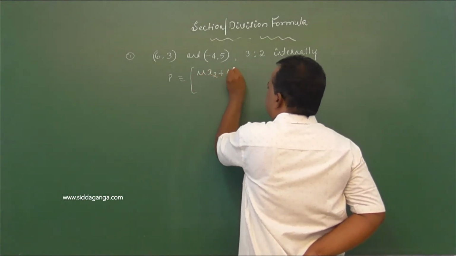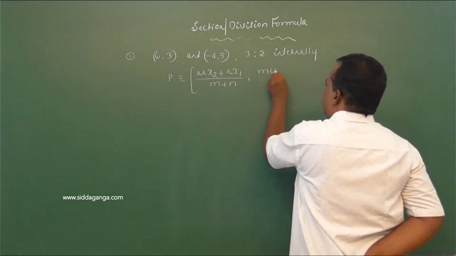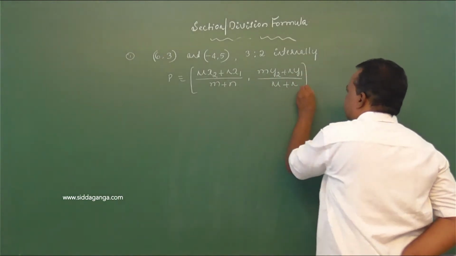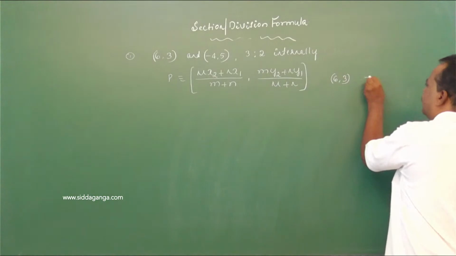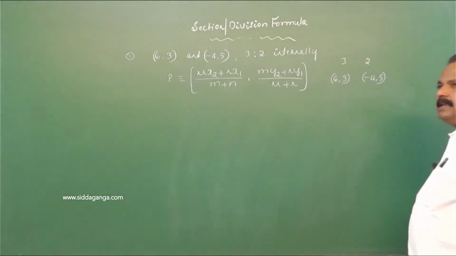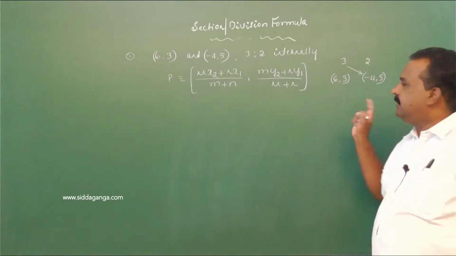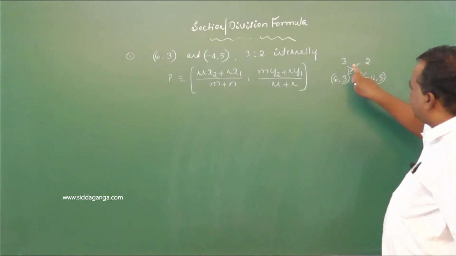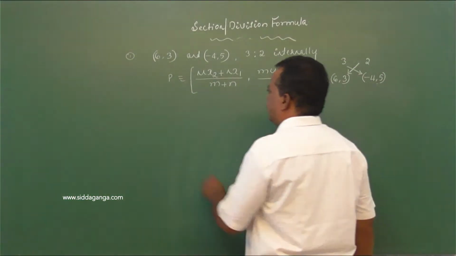mx2 plus nx1 divided by m plus n, and my2 plus ny1 divided by m plus n. Now let us take 6, 3 as one point, minus 4, 5 as another point. The ratio must be written in the same order, 3:2. Like this you have to take it crosswise: mx2 plus nx1, next my2 plus ny1.